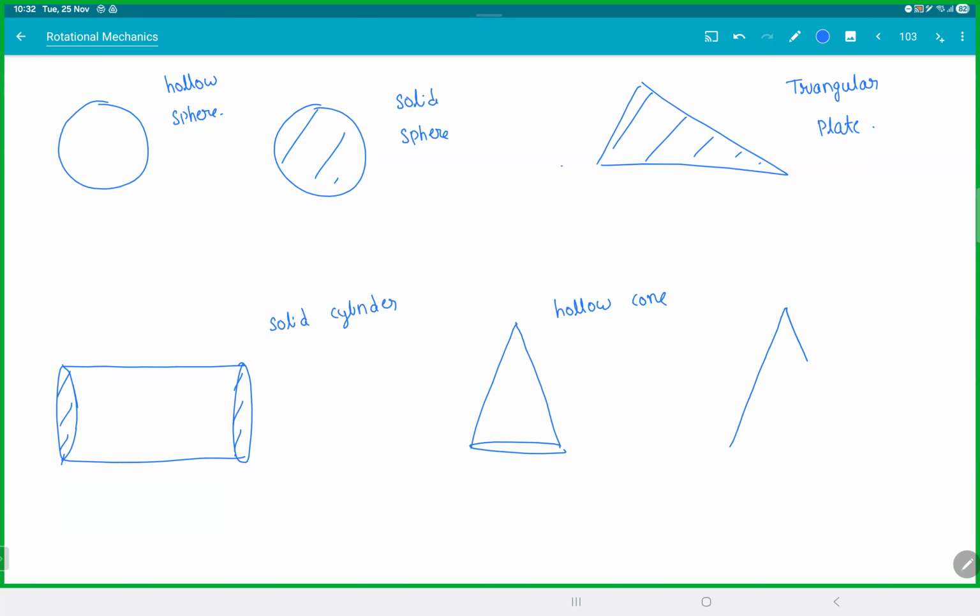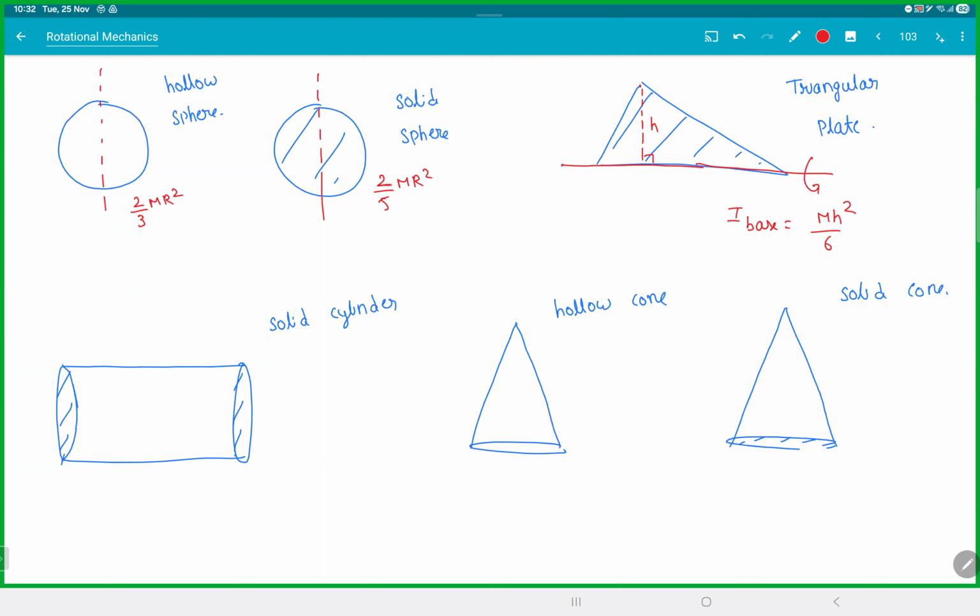Hollow cone, so passing through this, 2 by 3 mr square, passing through the center, 2 by 5 mr square. If this height is h, I about the base is mh square by 6. Passing through the center, ml square by 12 plus mr square by 4.